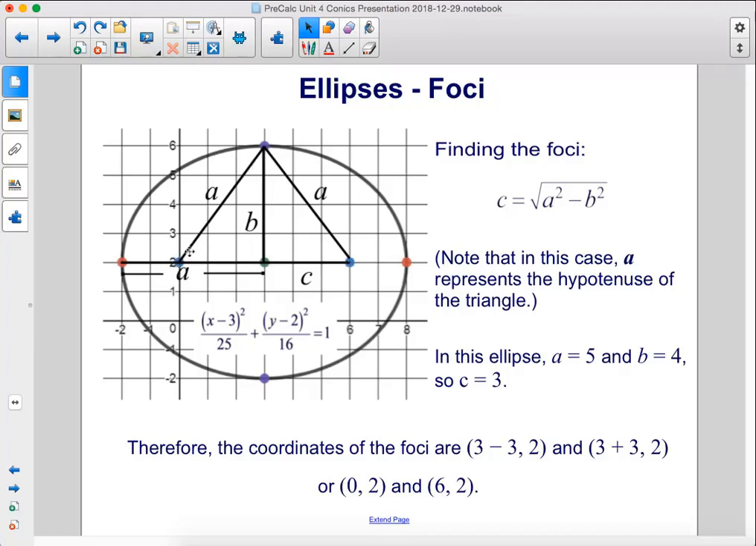a equals 5, b here equals 4. Therefore, c equals 3 if you plug it into this equation. Therefore, the coordinates of the foci are (0, 2) and (6, 2).